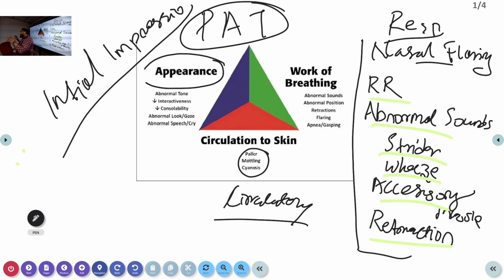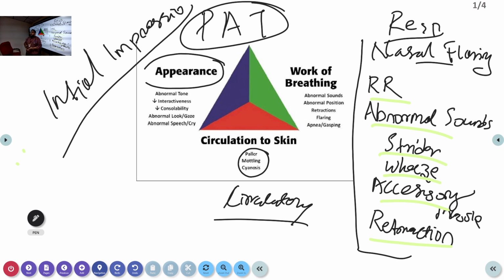Then the next thing, what is the look of the child? If the child is looking only at one side, it can be a seizure. So you have to look at the look of the child. Then the final is the speech of the child. Is the child able to speak? Is the child producing abnormal sounds, has the pitch or tone of the sound changed, or is the child not able to speak at all?